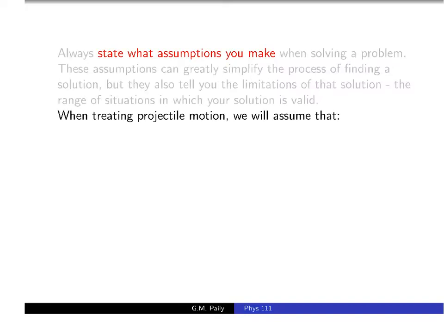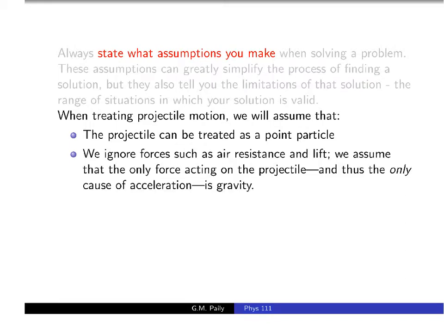When treating projectile motion, we will assume that the projectile can be treated as a point particle. So in other words, we won't care about the extension of the object. If we throw a tennis racket, we're still going to treat it like a point particle. We're going to ignore forces such as air resistance and lift. We will assume that the only force acting on the projectile, and thus the only cause of acceleration, is gravity. This is the most crucial point in the definition of a projectile.